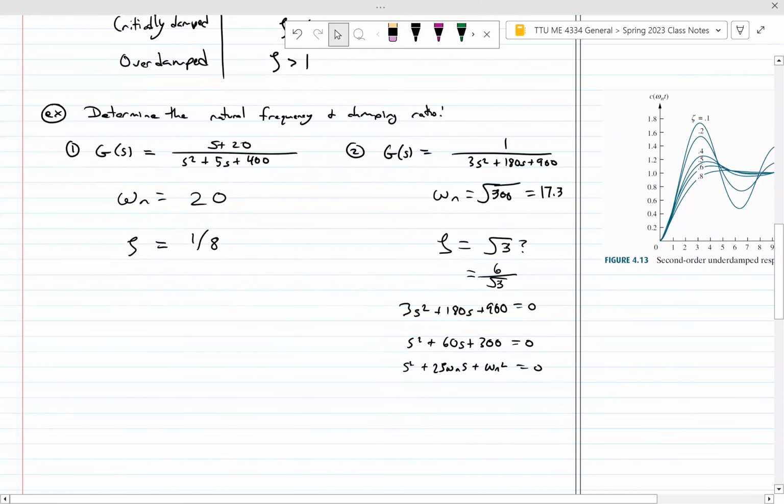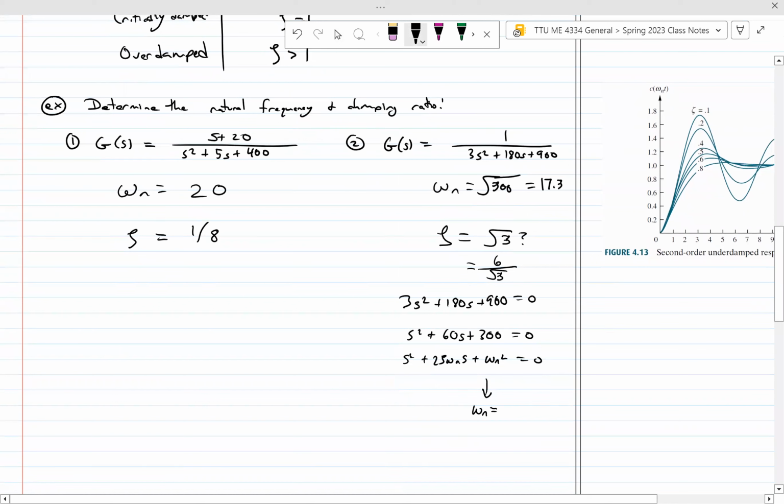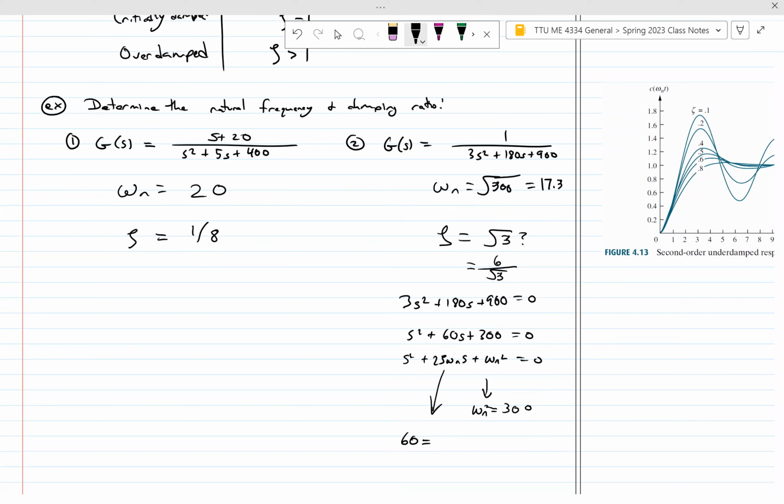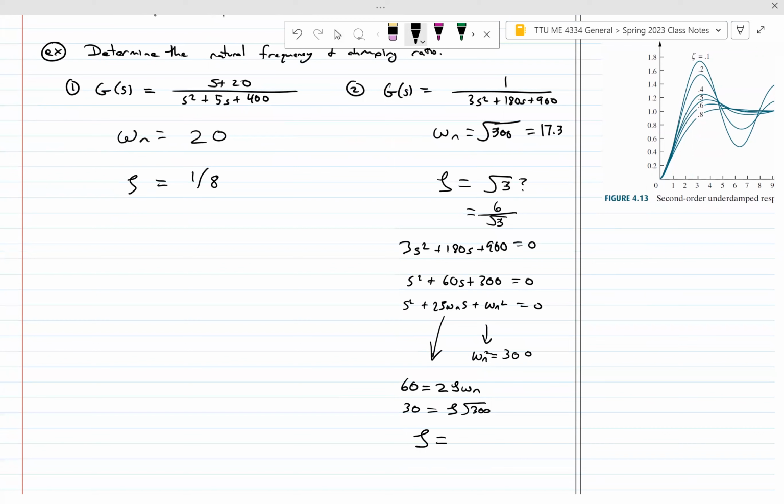Omega n squared is equal to 300. So omega n is the square root of 300. This one, sure, maybe it's a little bit more difficult. 60 over 3 is equal to 2 zeta omega n. So 30 is equal to zeta square root of 300, right? 30 over square root of 300, whatever that number comes out to be. So 30 divided by 17 point something.